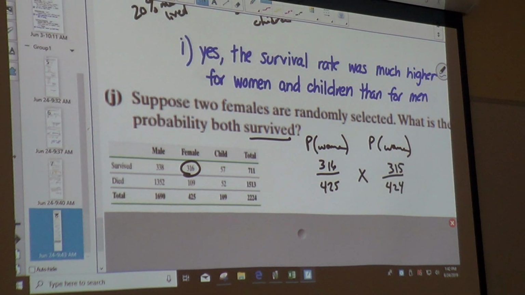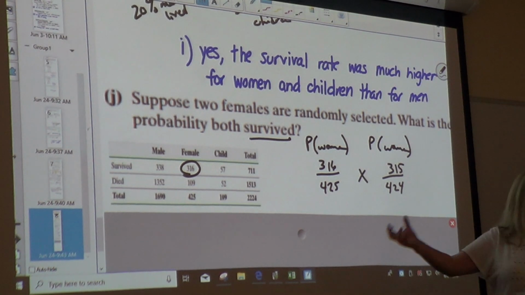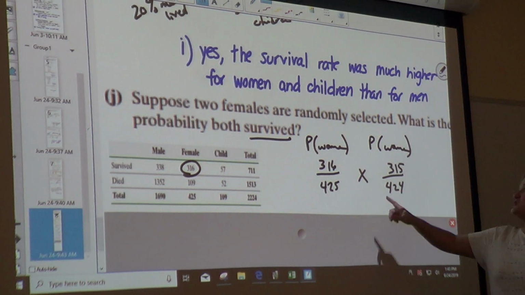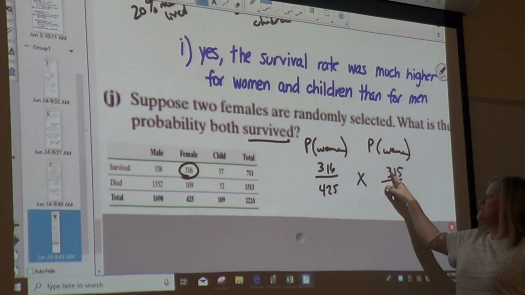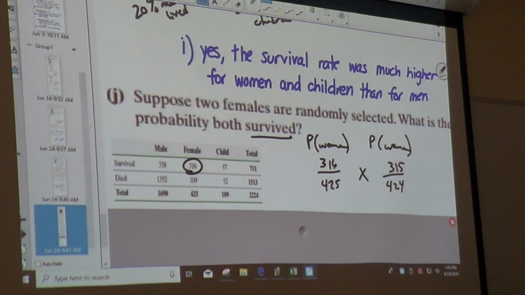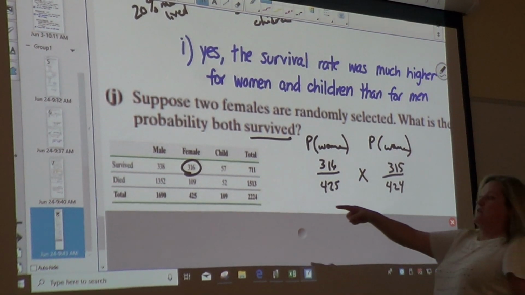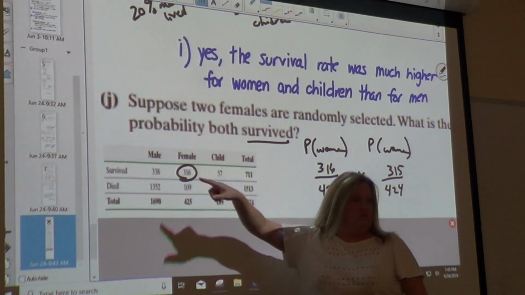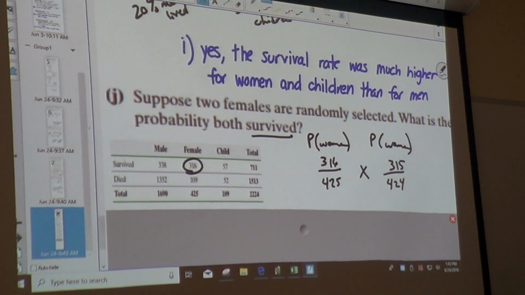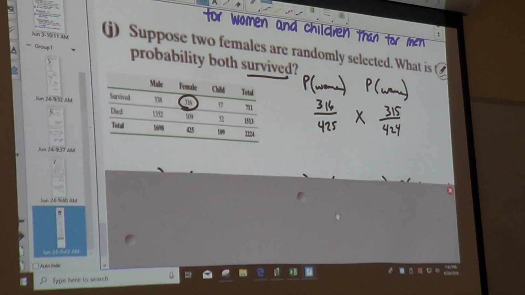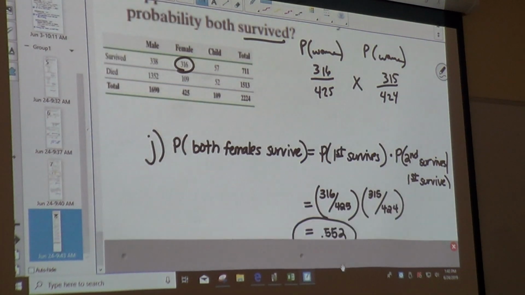Because once you pick a woman and she survived, you can't pick her again. She's already off the boat, she survived, we picked her. So that number goes down, so 315 out of 424. And we can't pick a dead woman, we gotta pick a surviving woman. So if we wanted to interview somebody, we could pick a surviving woman, interview her, and then pick another surviving woman.